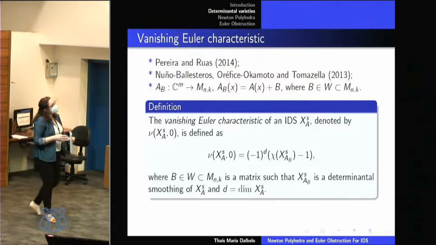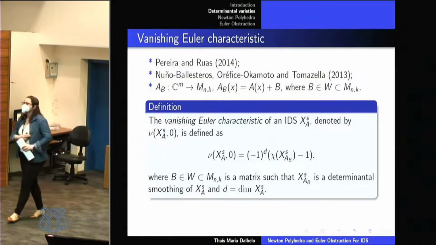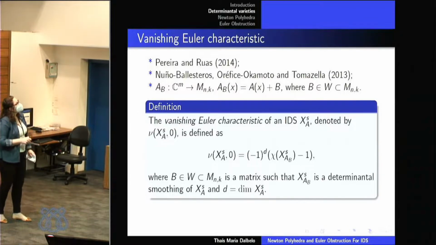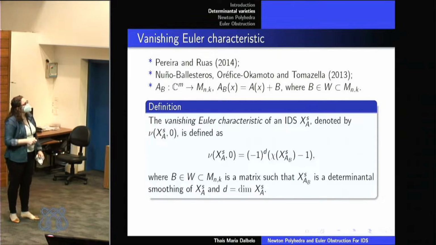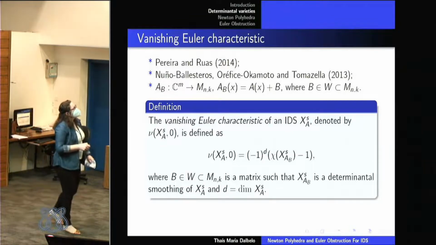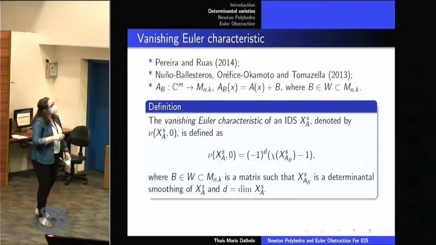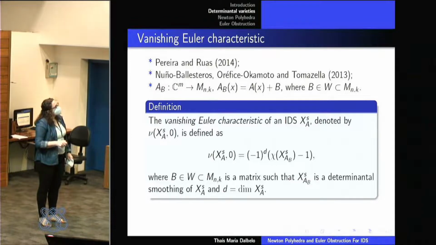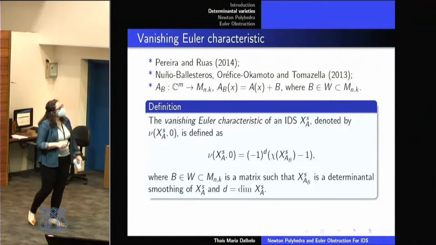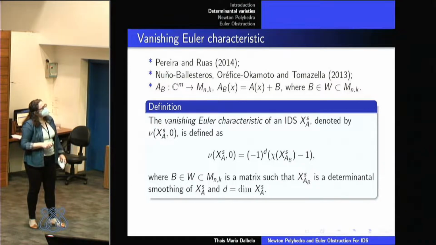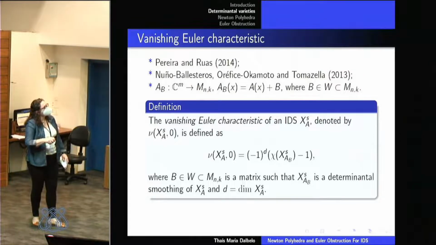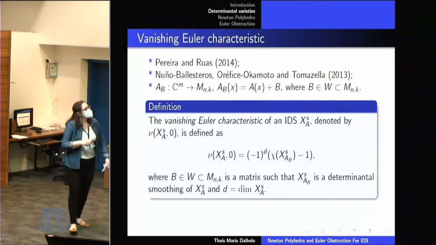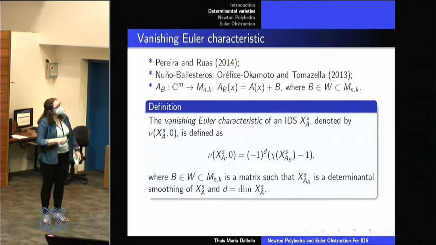For instance, they have a special smoothing, which is called a determinantal smoothing, which was studied by Pereira and Ruas for codimension 2 and by Nuño-Ballesteros, Oréfice-Okamoto, and Tomazella. And to describe it, we can proceed as follows. If we consider XAS and IDS, then the authors proved that there exists a Zariski open set W, where for all constant matrix B in this set, this map AB, given by this sum, provides a determinantal smoothing for this variety.